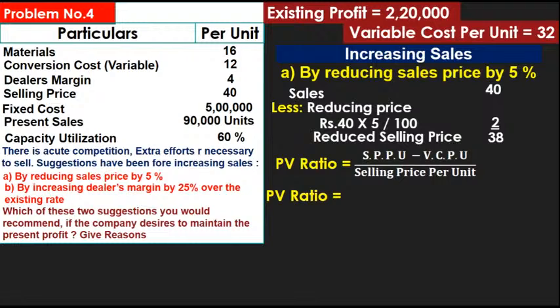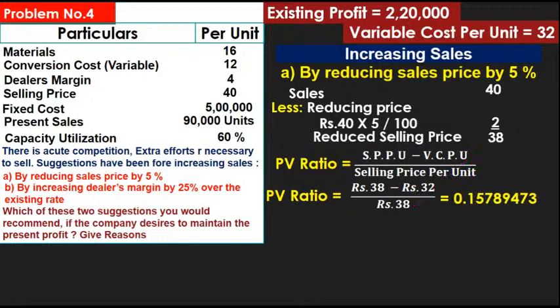PV ratio is equal to, what is the selling price per unit? 38. This is the new price by reducing 5%. So new selling price rupees 38 minus 32. This is the variable cost per unit, already calculated: 16 plus 12 plus 4, 32. Divided by selling price per unit, rupees 38. 38 minus 32 divided by 38.